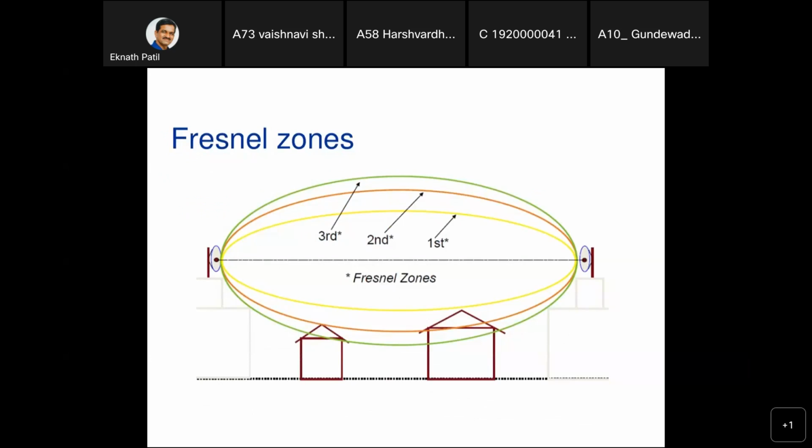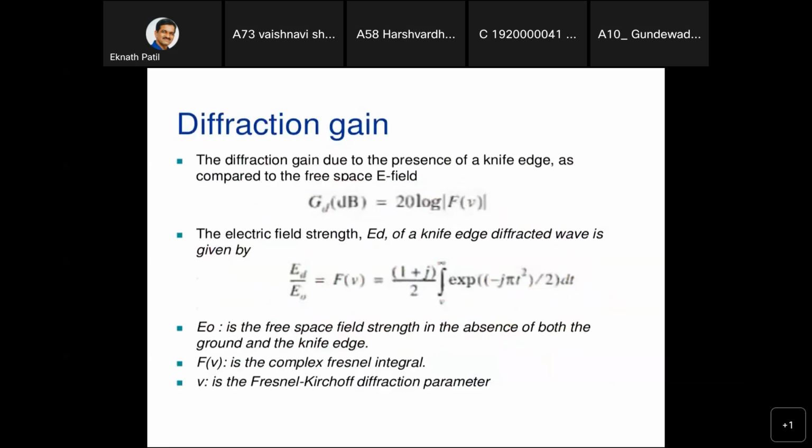In Fresnel zones, we know that signals arrive at the receiver side from different paths, and these are the different paths they have shown here. The only thing you have to keep in mind is that multipath fading is there at the receiver side, and that particular part is how one can model. So this is one of the models of the signal received at the receiver side.